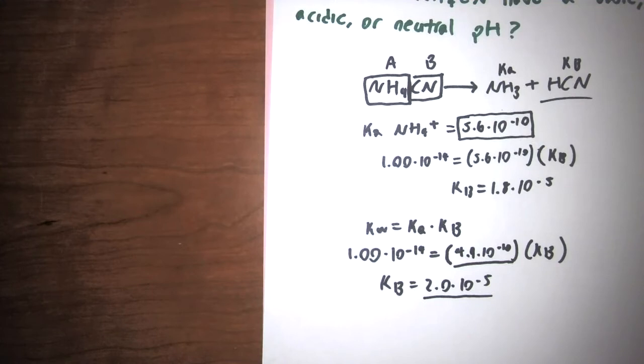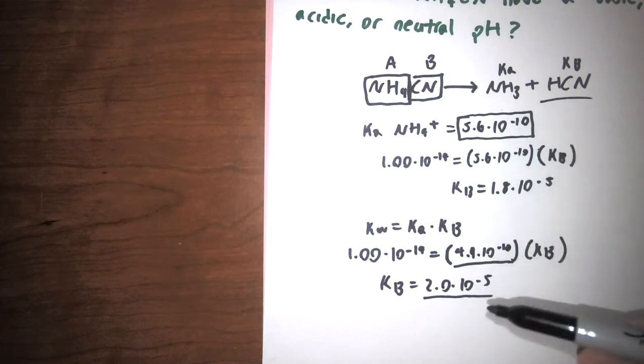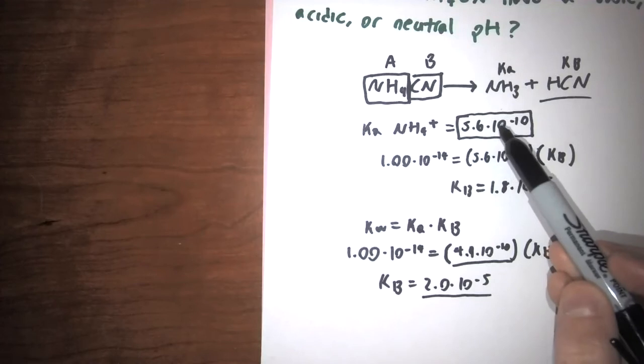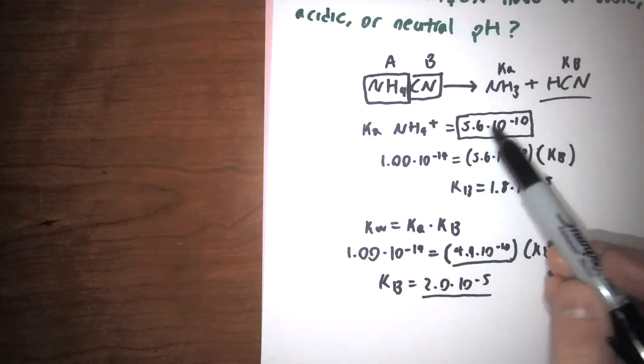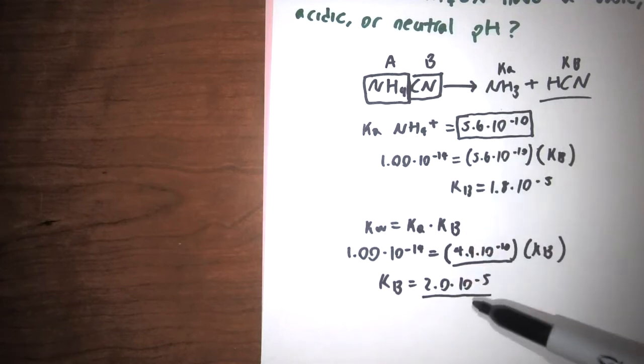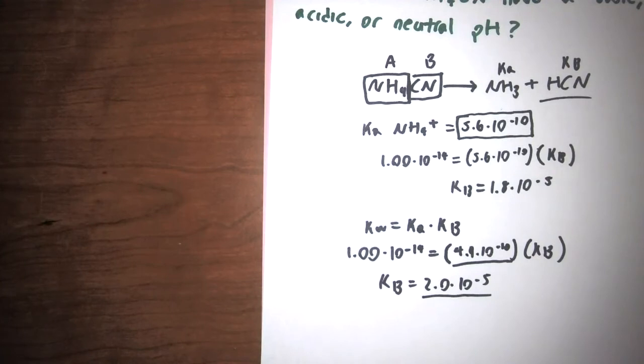But what do we notice? The Kb of CN minus is larger than the Ka of the NH4, right? Again, the Kb right here, 2.0 times 10 to the negative 5th, is much larger than the Ka. NH4, CN. If the Kb is larger than the Ka, does that mean it's acidic or basic?